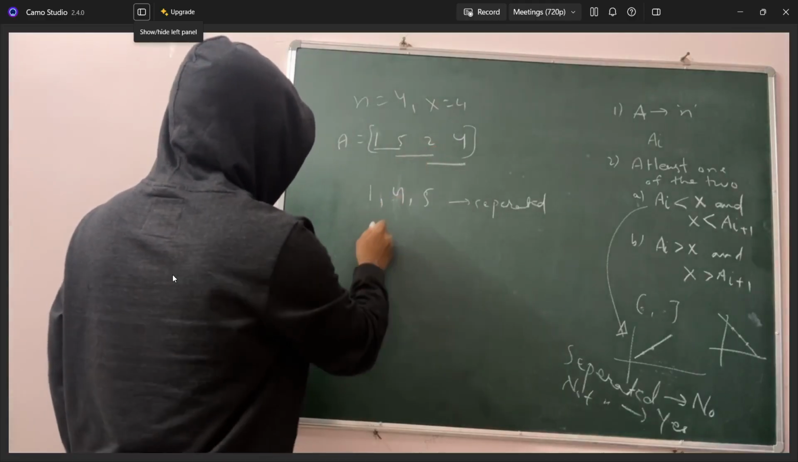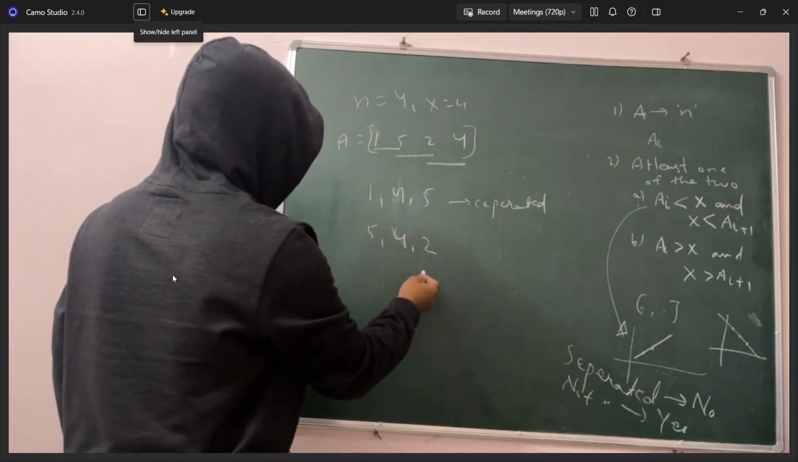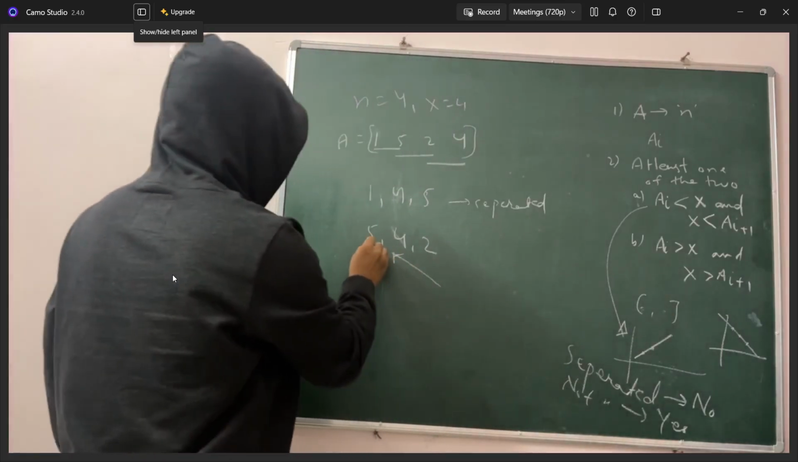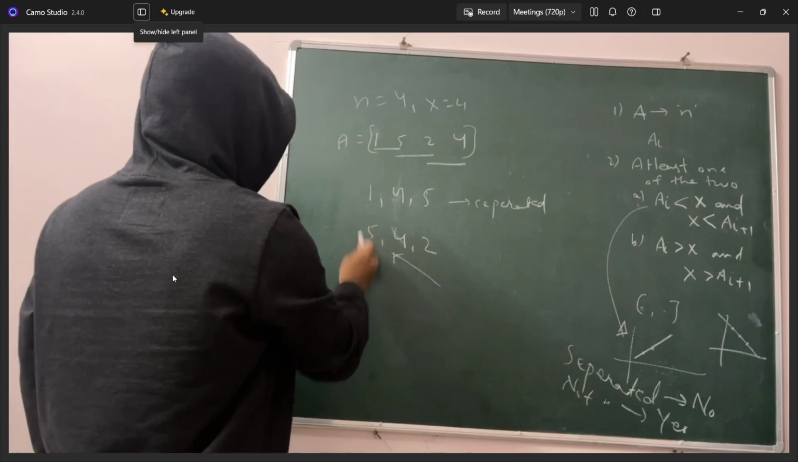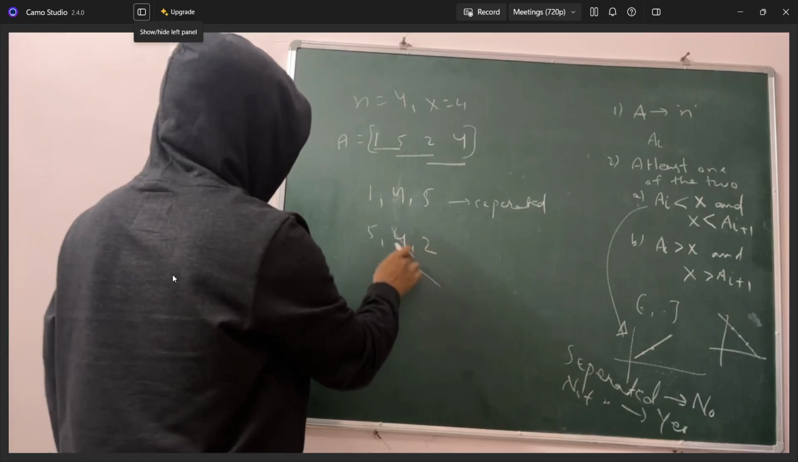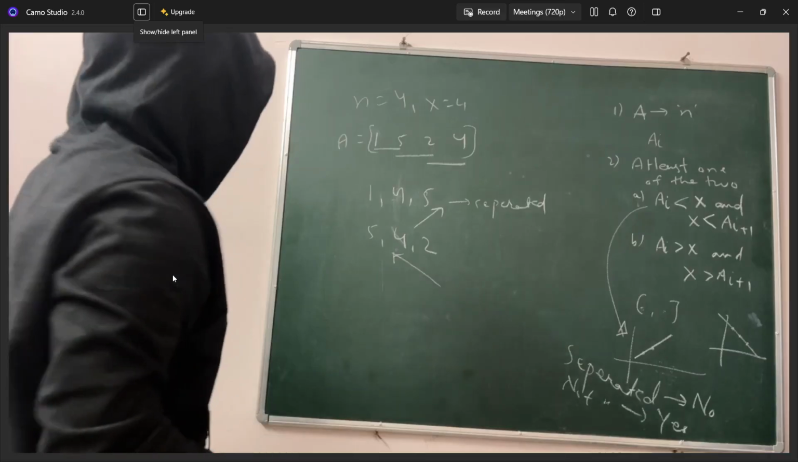Let's try to take one more example. 5 we have, and then 4 we need to put, and then 2 we have. Now it is in this way, this graph: the previous element is greater, I mean the current element x is greater than the next element, and this was the case of this graph.